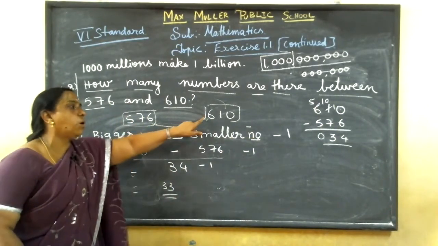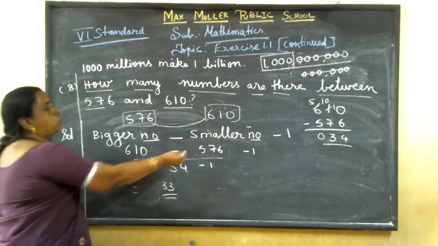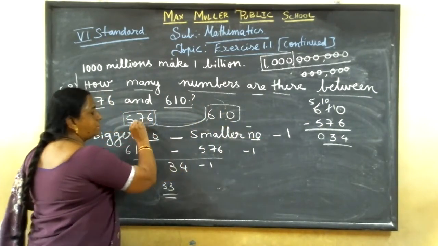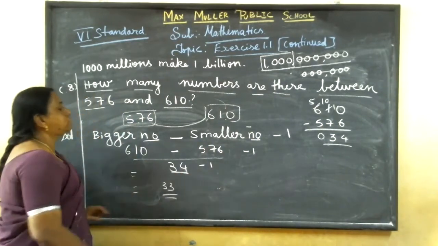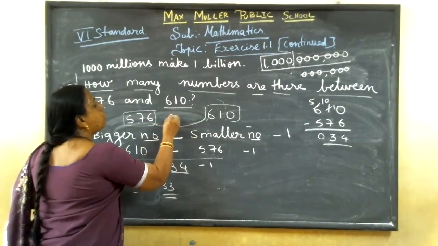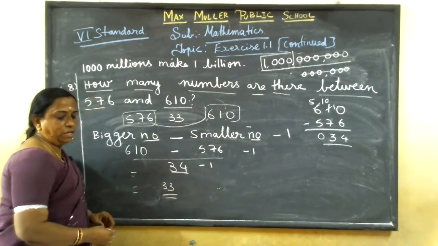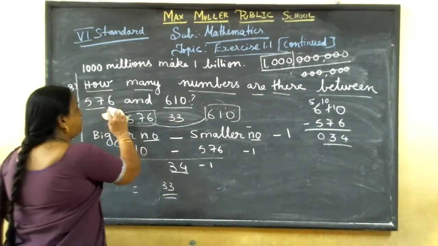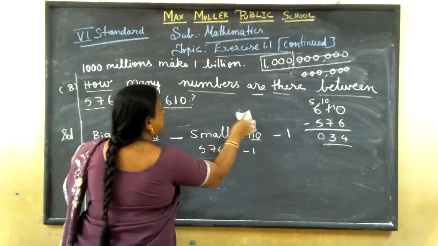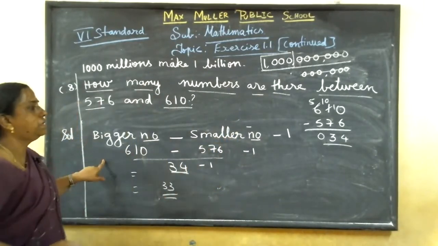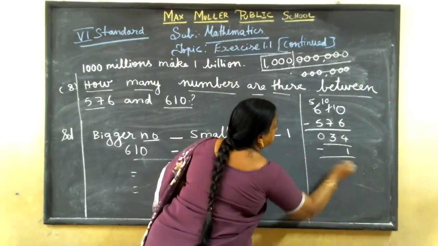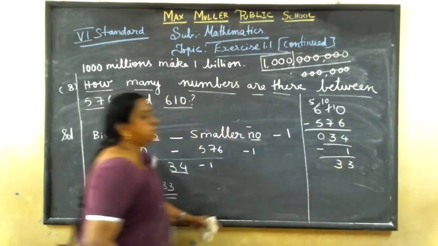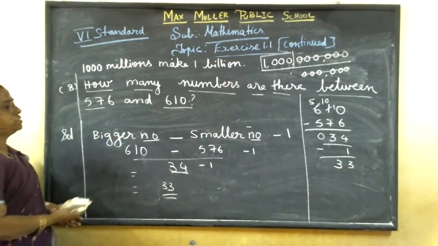Instead of writing all and adding, you can go bigger number minus smaller number, then whatever answer you get, minus 1. So in between these two numbers, how many numbers are there? 33 are there. Okay, in classwork, no need to copy this. You can copy the remaining amount. Solution. Then this one you should do in the working column, minus 1. Clear? Now next one.